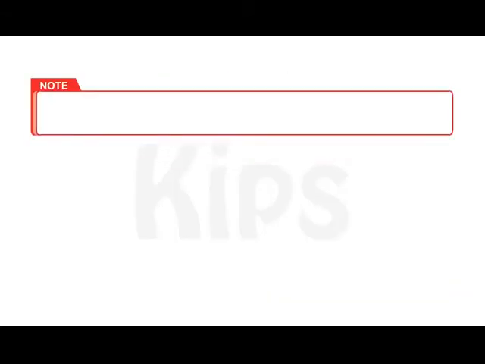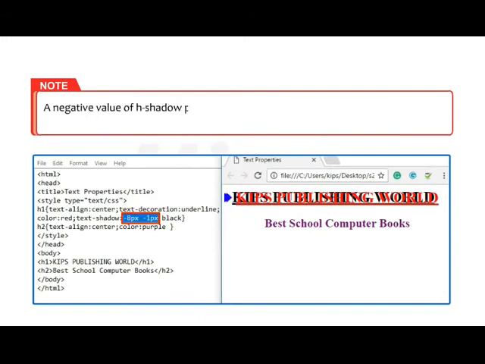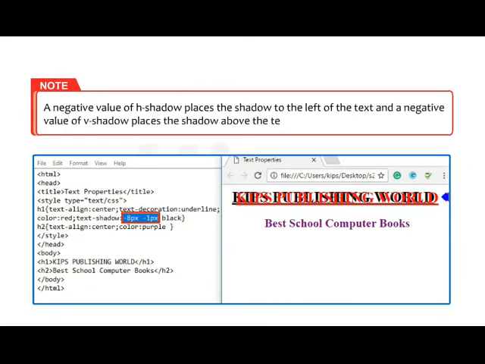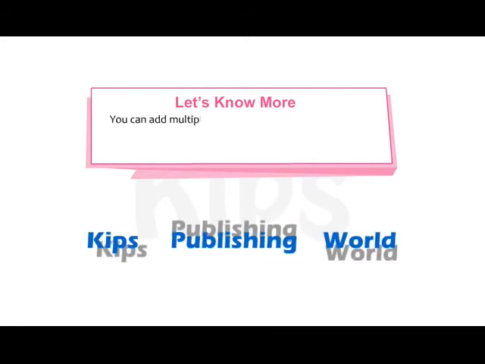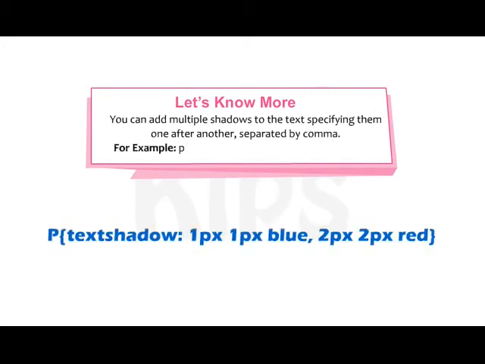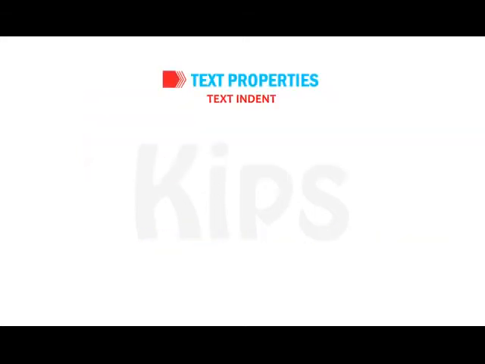Okay, students, know that a negative value of H shadow places the shadow to the left of the text and a negative value of V shadow places the shadow above the text. Students, let us know more. You can add multiple shadows to the text, specifying them one after another separated by a comma. For example, P bracket in text shadow colon 1px blue, 2px red bracket close. Text indent.